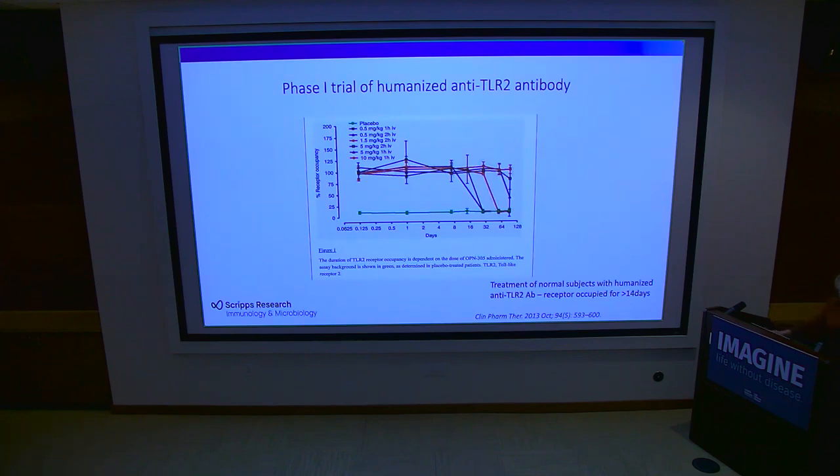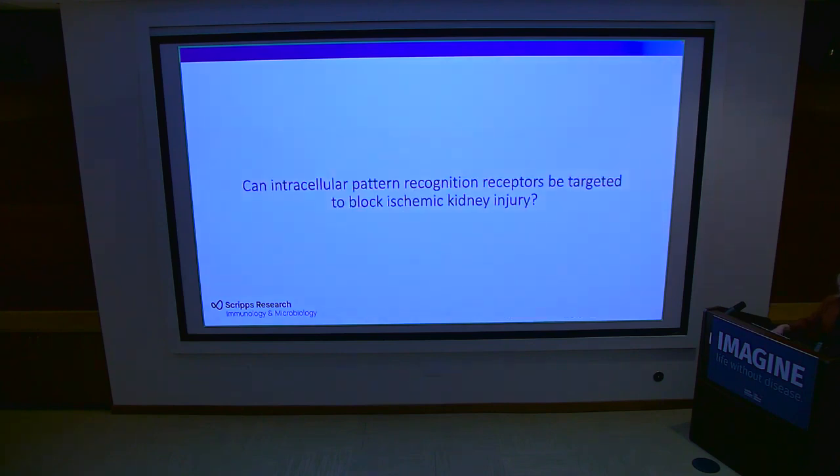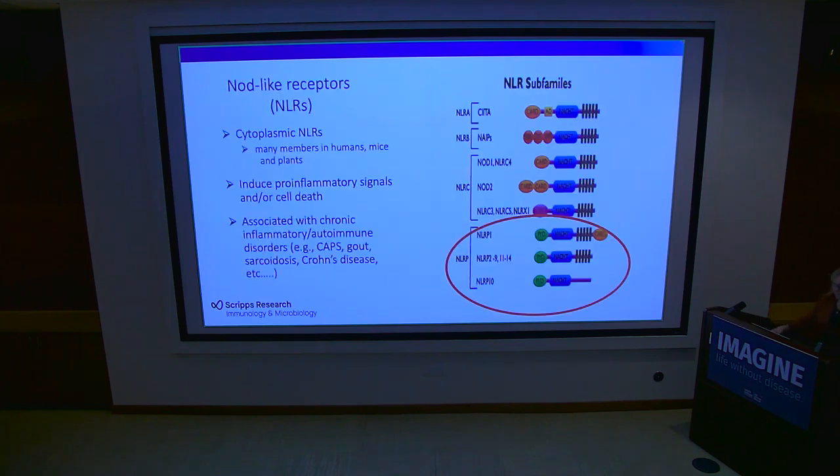So the targeting of kidney disease seemed to stop as far as any pharma interest in that. So then our focus changed to whether intracellular pattern recognition receptors could be targeted to block ischemic injury. And we started with looking at the NLRs, which, as you all know, there's lots of them, and they're associated with pro-inflammatory signals, cell death signaling.